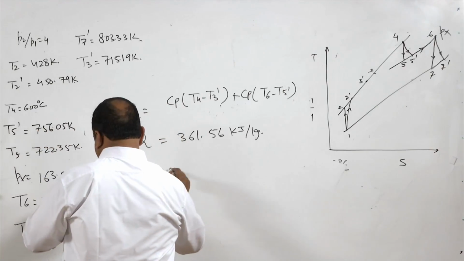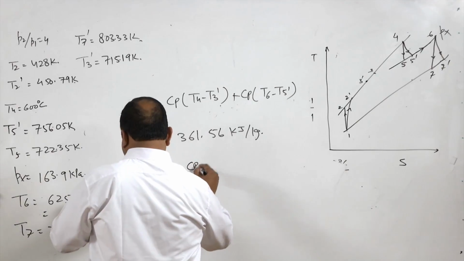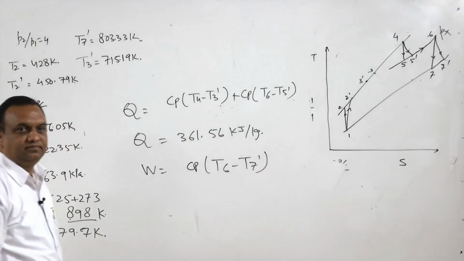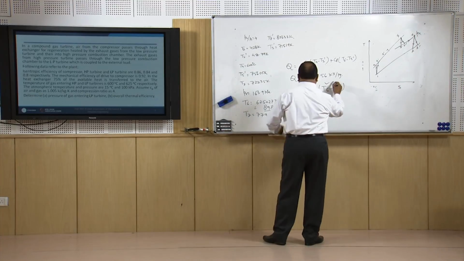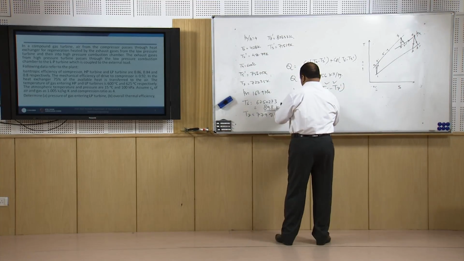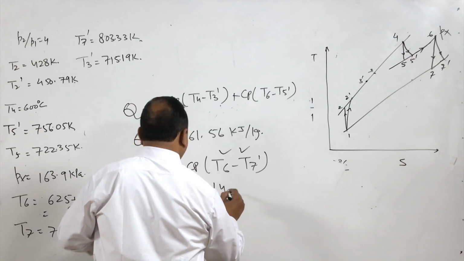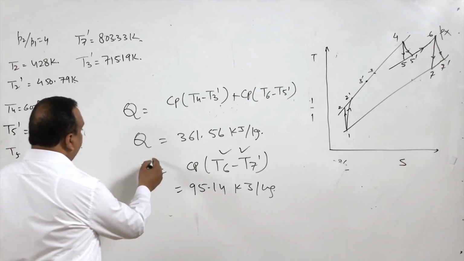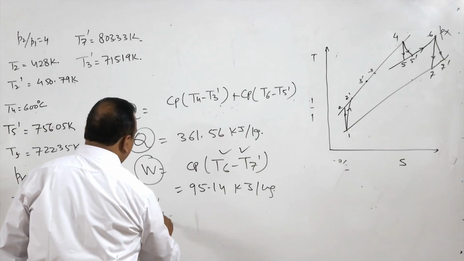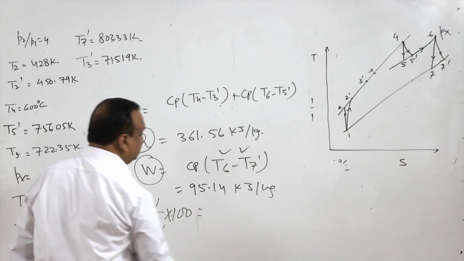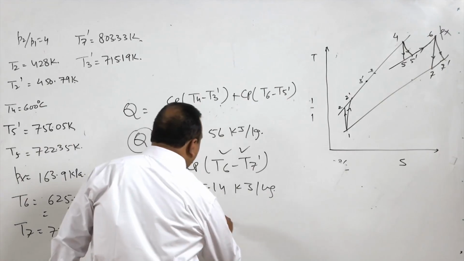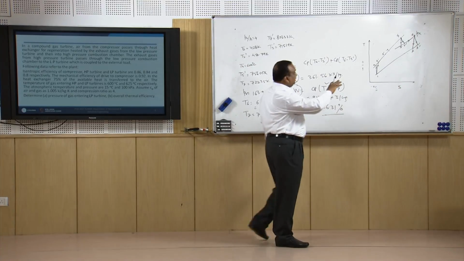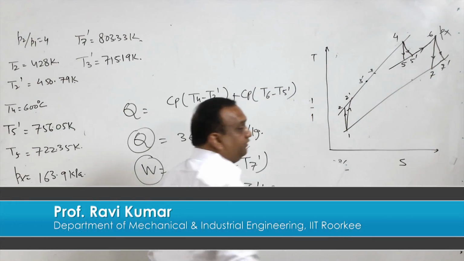And work output is Cp T6 minus T7 dash, right? And we have the value of T6 and T7 dash also, and this will give the work output as 95.14 kilojoules per kg, right? And then we will take the ratio W by Q, and W by Q multiplied by 100 will give us the thermal efficiency, and which is 26.31%, right? So, this numerical involved the reheating in the cycle as well as regeneration in the cycle.